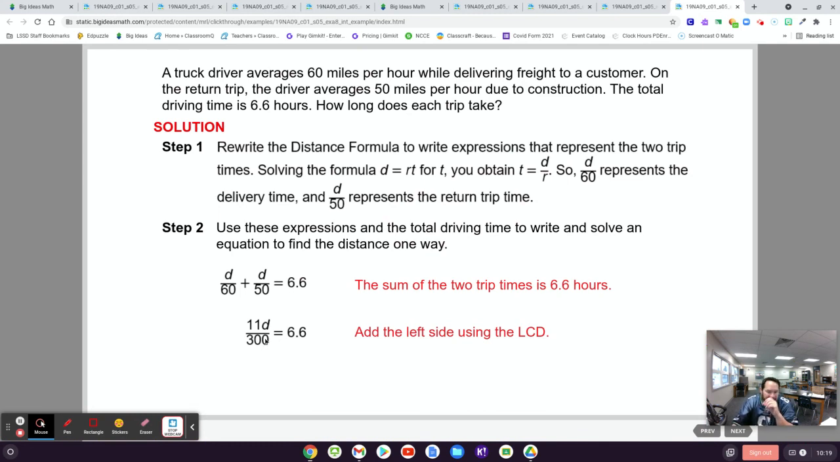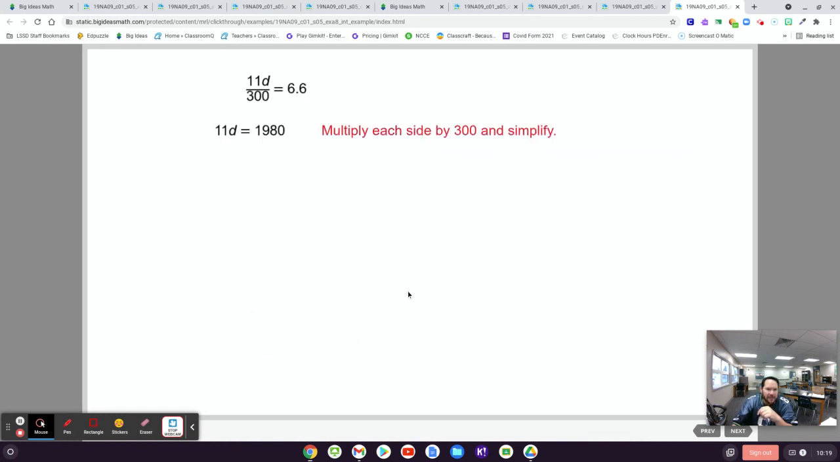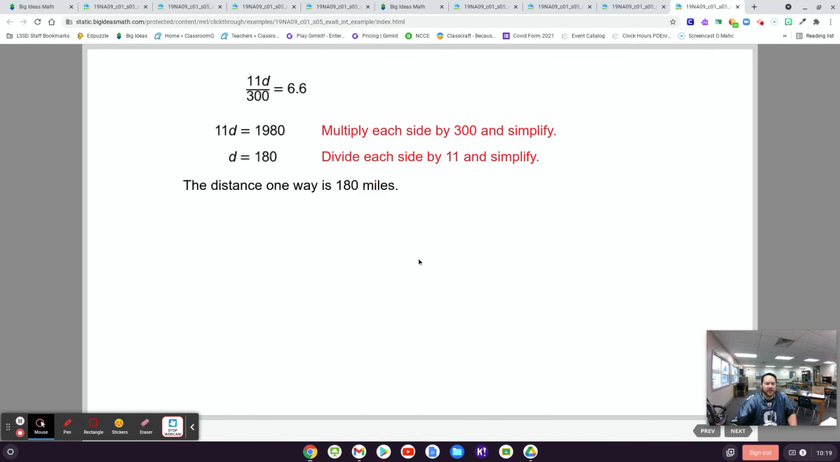So you'll end up with this expression. If you need some help with common denominators and fractions, just let me know. So then you can multiply each side by 300, divide by 11, and you find out the total distance is 180 miles. And that distance, d, was one direction. That's what it stood for in our original equation. All right, so that one was a relatively complex one.